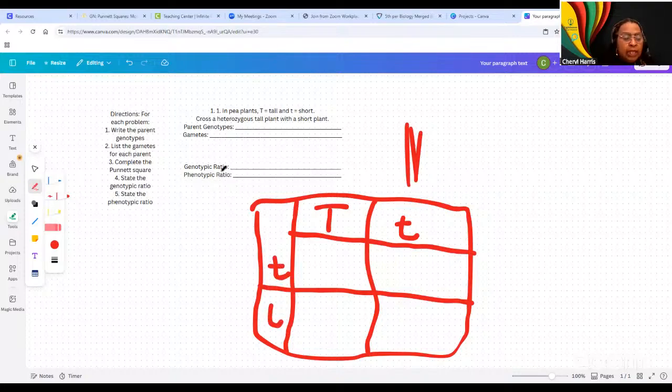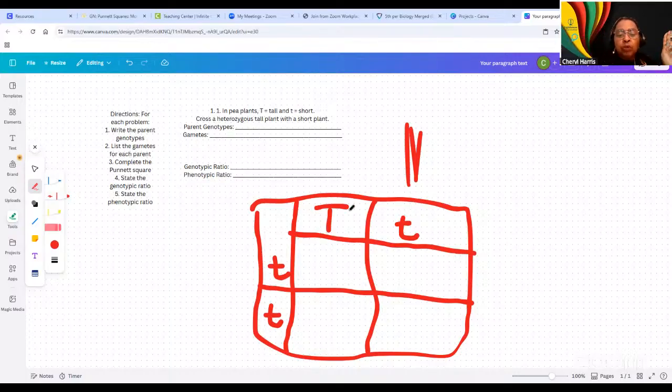Okay. Now I got all that information just from that one sentence. That's what you have to be able to do. You have to take the key that they gave you and use the letters that they give you. If they tell you the characteristic of tall is a capital T, that means it's dominant. The characteristic of short is a small t, that is recessive. In order for the recessive trait to show up, you've got to have both of them.